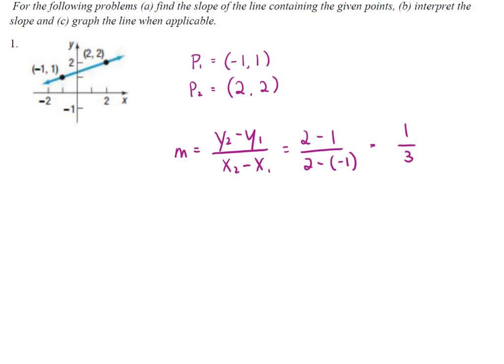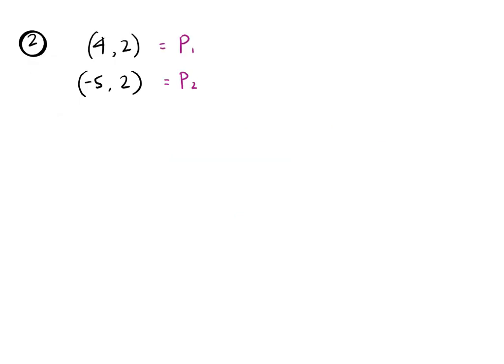And so my slope means that I go up 1 and over 3. We didn't need a graph for number 1.